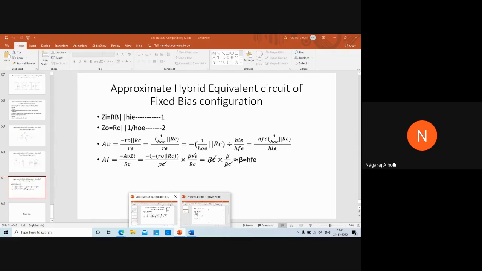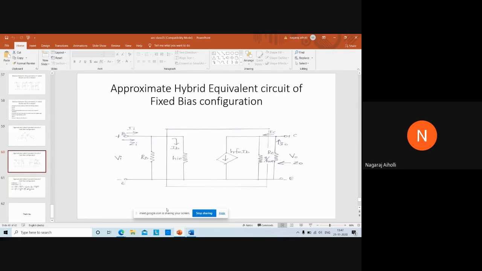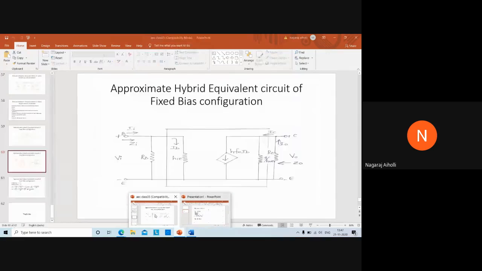I'm going back to the model. If we take the parallel combination of this R0, that is 1 upon HOE, and RC, the value of output resistance is larger than RC. R0, that is 1 upon HOE, we know that it is very much larger as compared to RC. So when we compare it with RC, it is larger.